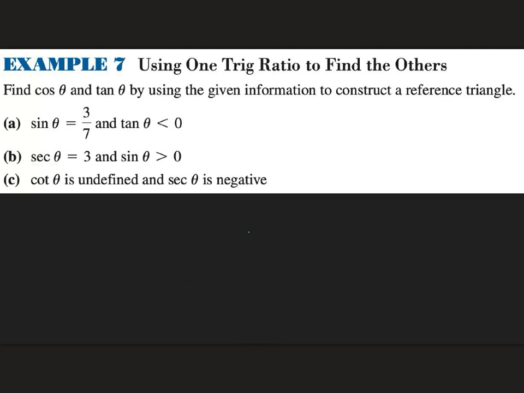Okay, for C. Doing C. The cotangent is undefined. So that means you're dividing by 0. So we have to figure out where the tangent is 0. So the tangent is 0 at 0 and 360 degrees, which is 0 and 2 pi radians. The cotangent is also undefined at pi radians, or 180 degrees. So that's where the x value is 0. The tangent is y divided by the x.